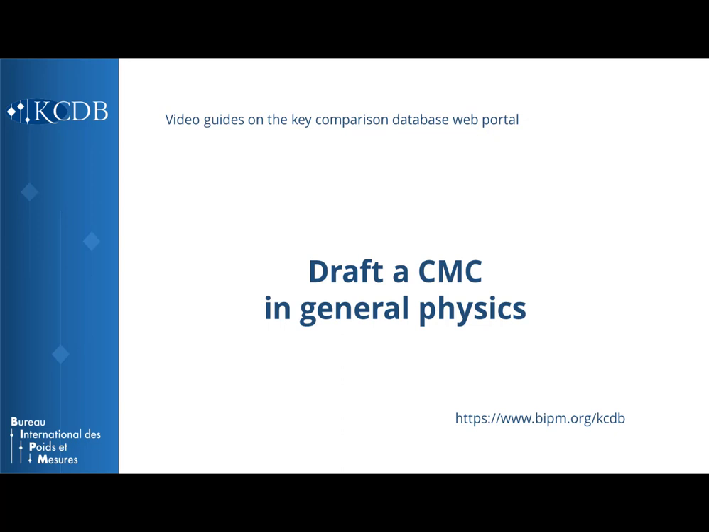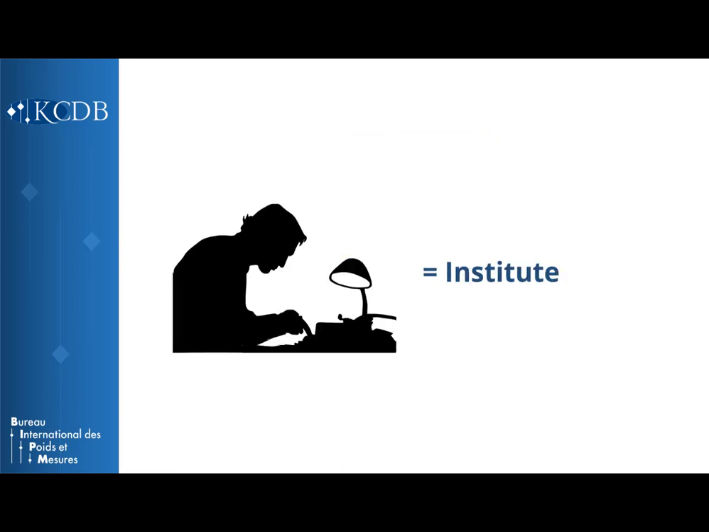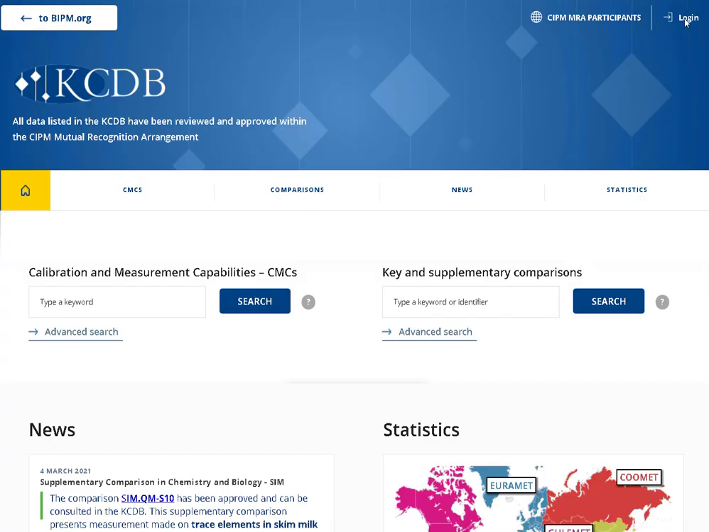This part will show how to draft a CMC in general physics using the CMC form. You will also become acquainted with how to use the uncertainty table. It is necessary to have an individual user account as a writer to draft a CMC. When drafting a CMC, please keep in mind that you represent your institute and that CMC represents your country.